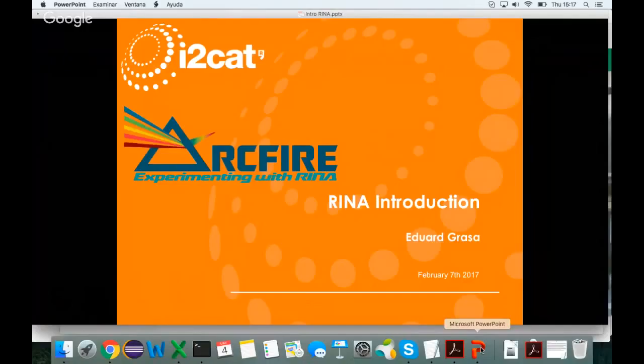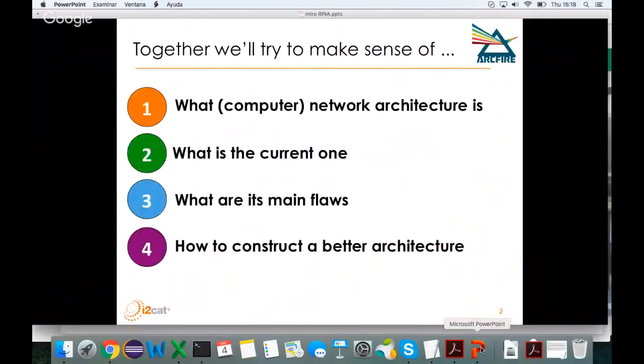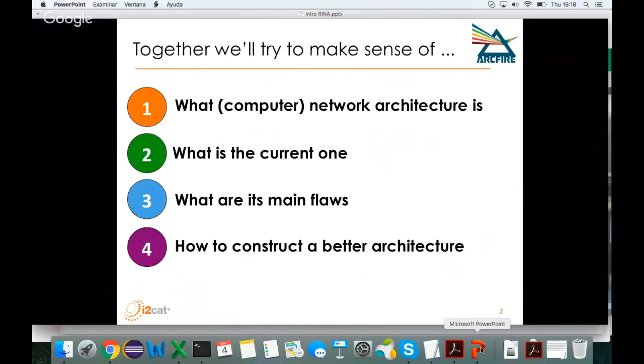So, what we'll try to do during this roughly 1 hour is to talk about computer network architecture and why it's important. RINA, the Recursive Internet Architecture, this solution we are working on, is a new computer network architecture. So the first thing to ask ourselves is, what is network architecture? Then we'll try to see what is the current one, what are the main flaws, and how we can get a better one. So this should be the program. So let's start with the first question.